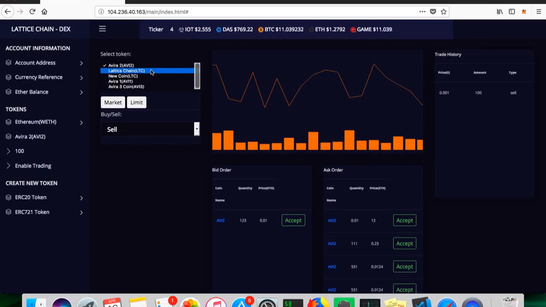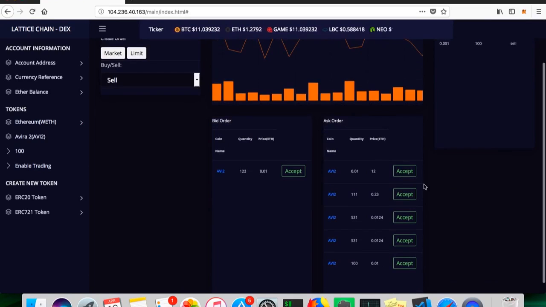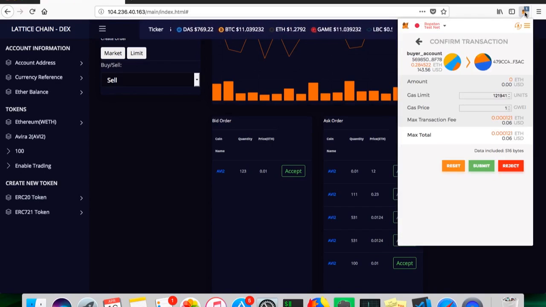There is an Avira 2 token which he would want to buy, and then let's go back to this order page, and this 531, 0.0124 is quite visibly out there. So let's accept the order. When we accept the order, we just have to give it a couple of seconds, and right on the top towards the right over here, let's see what the wolf does for us. Let's wait for maybe one more second, and yes, we've got a sign over there. There's a new transaction which has come up. Let's click on our wolf and submit the request.